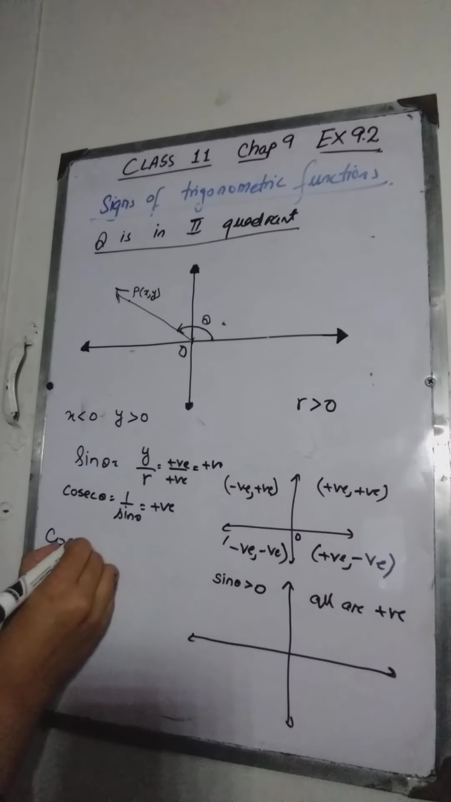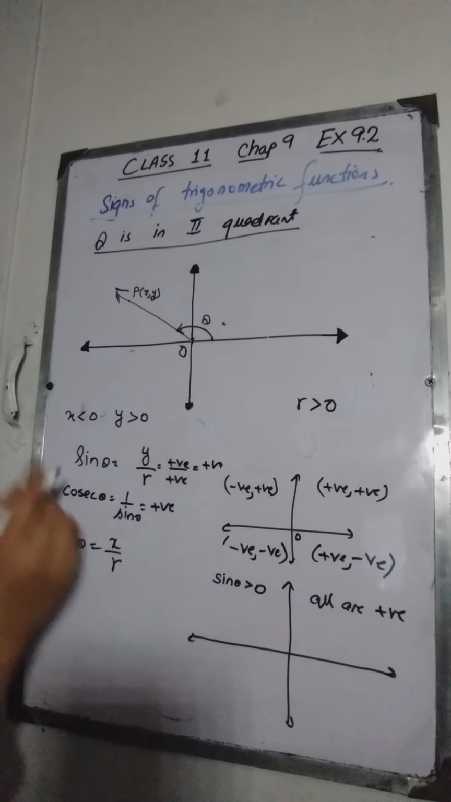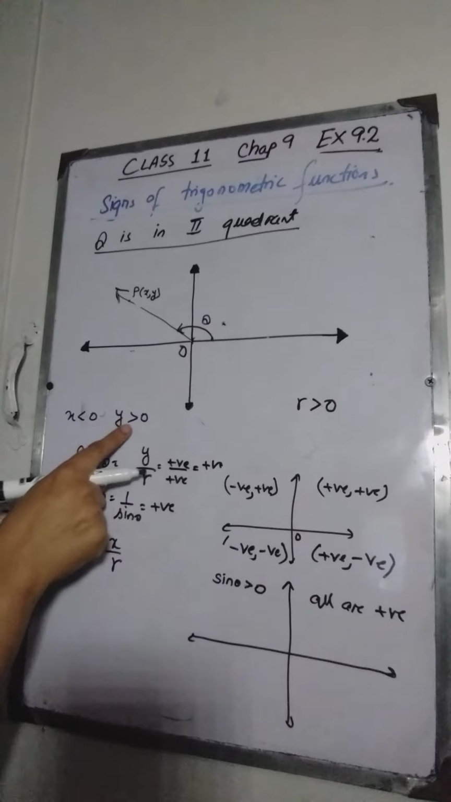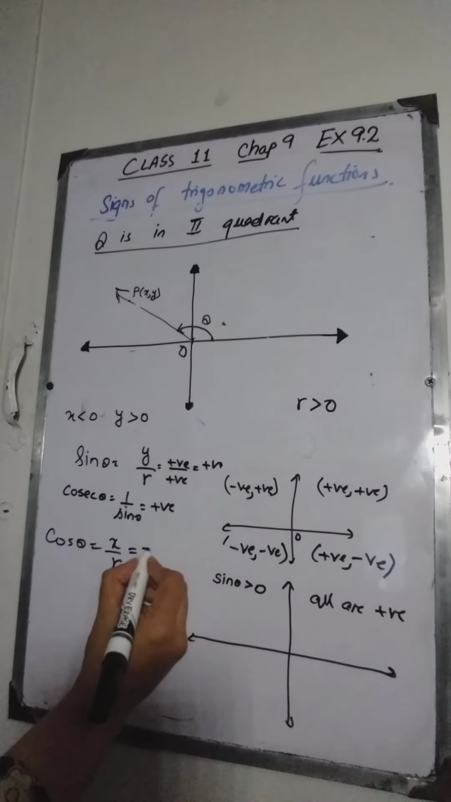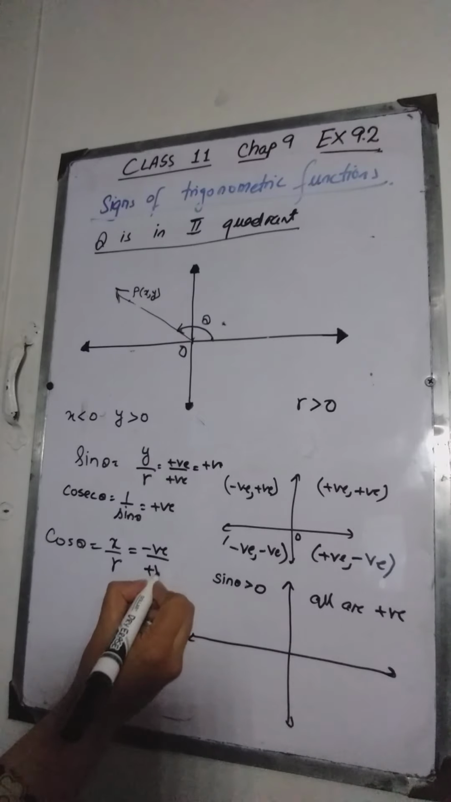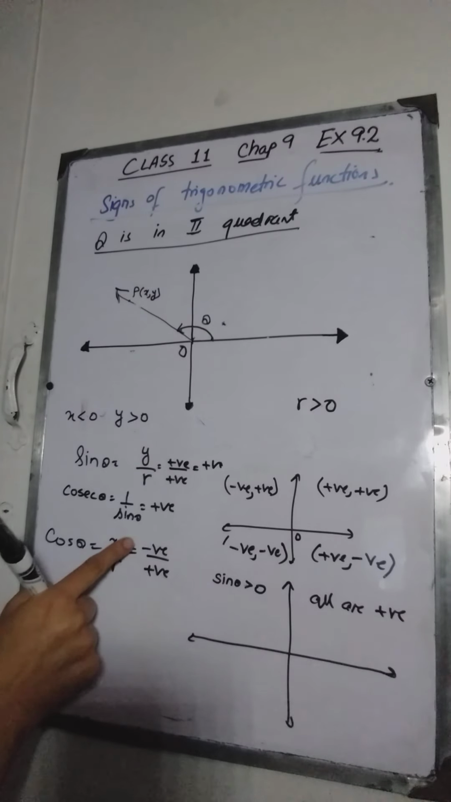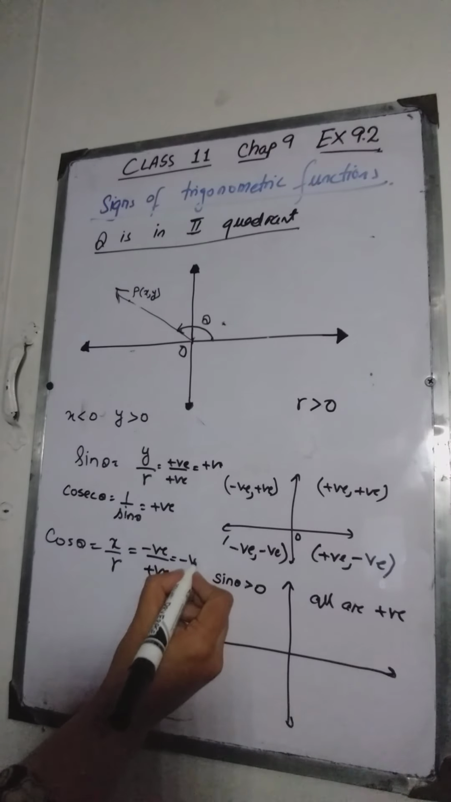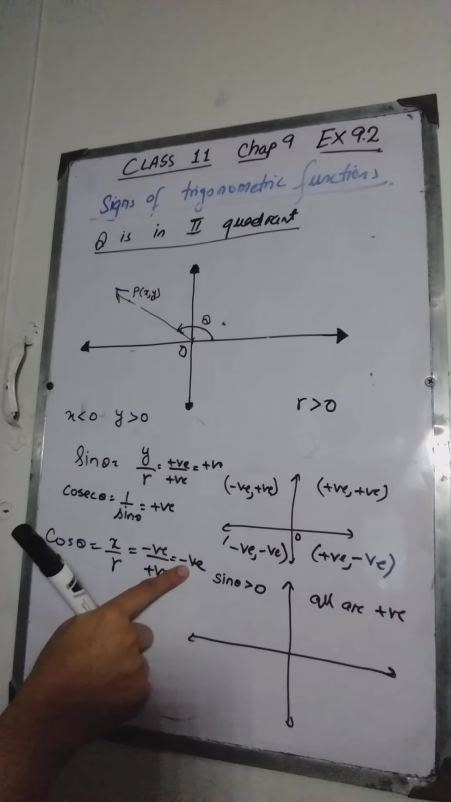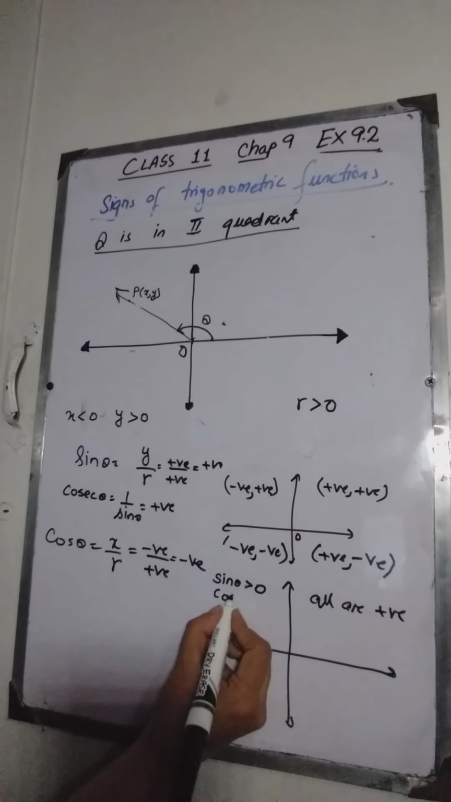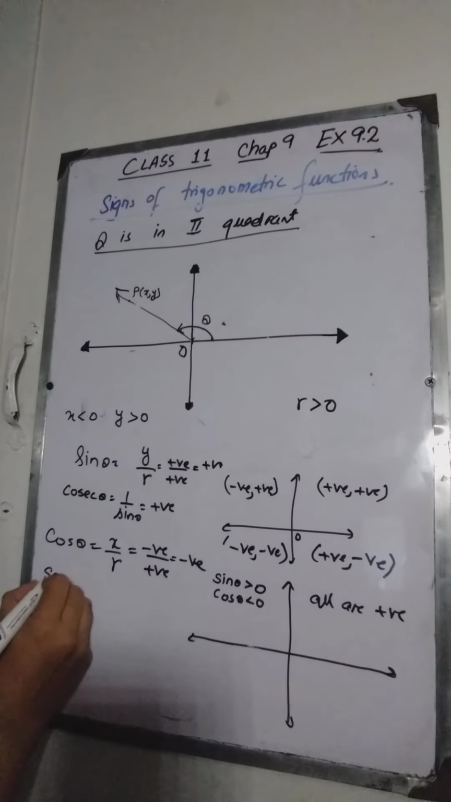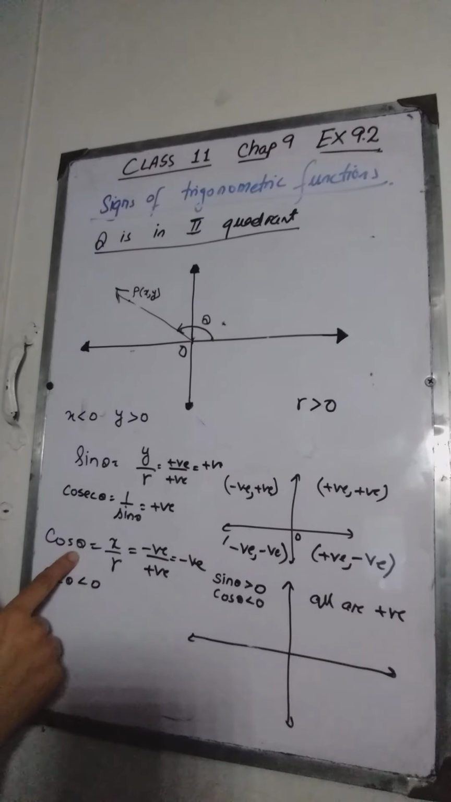And now cos theta, we know that cos theta is x over r. In this quadrant x is negative, x is less than 0, and y is greater than 0. If x is negative, it means we have a negative number divided by some positive number. We know that in division, negative over positive, the answer is always negative, because minus plus is minus. So cos theta will be less than 0 in this quadrant. Similarly secant theta will also be less than 0, because it depends upon cos theta. If cos theta is negative, then secant theta will also be negative.